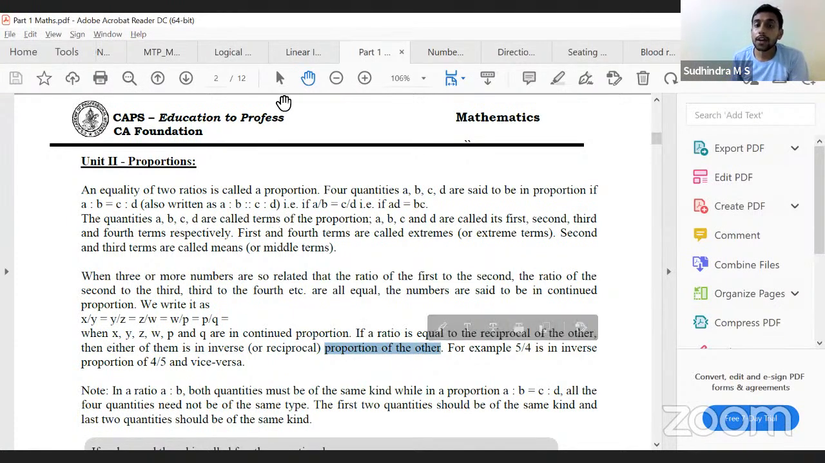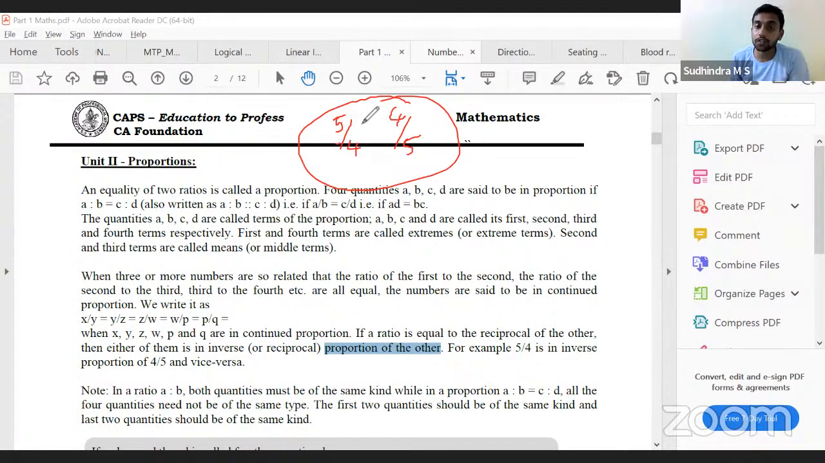For example, 5 by 4 is the inverse of 4 by 5, right? So this is the reciprocal of the other. So obviously 5 by 4 is the inverse of 4 by 5.